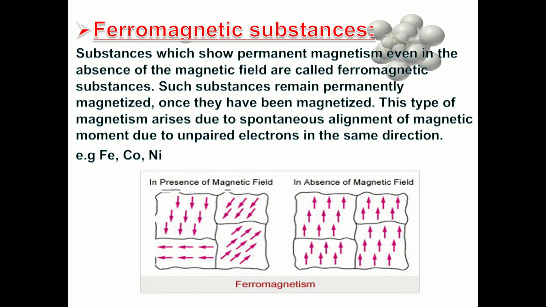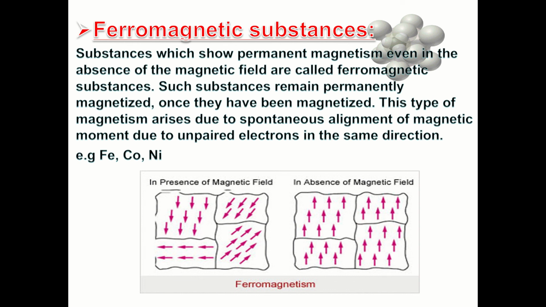The third type of solids are ferromagnetic solids or ferromagnetic substances. Those substances which show permanent magnetism even in the absence of the magnetic field are said to be ferromagnetic substances. Such substances remain permanently magnetized once they have been magnetized. That means even if the external magnetic field is removed, the magnetic property is not lost.